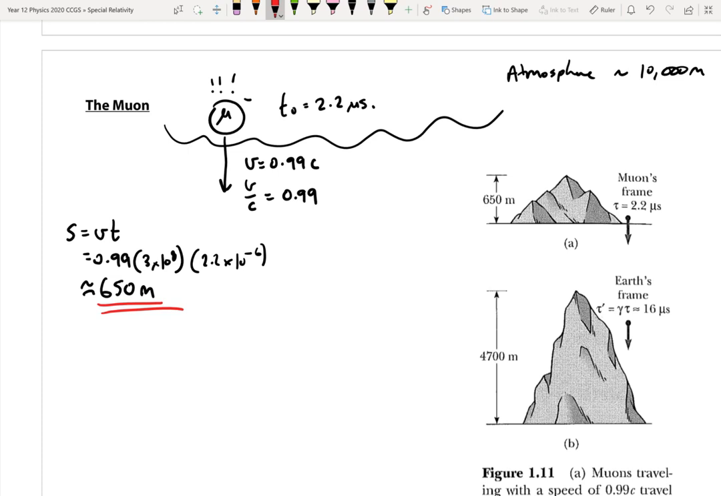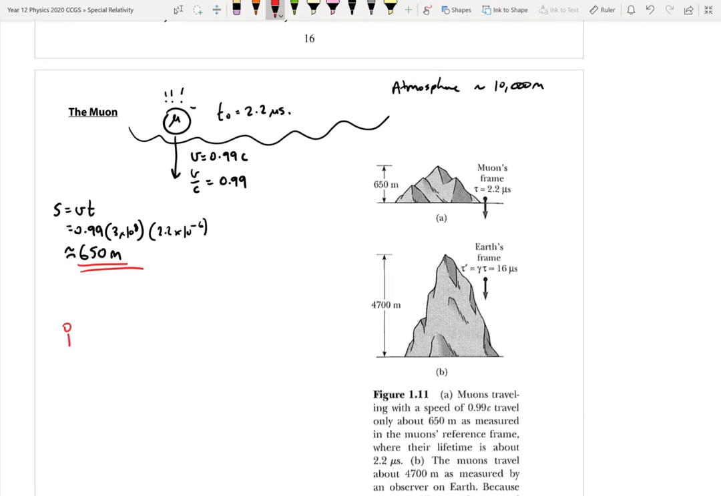Theoretically, none of them should reach Earth, right? Because they should decay before they manage to travel down to the Earth's surface. However, they are observed to reach the Earth's surface because we are watching this muon. We observe a measured time. That is the muon's clock.